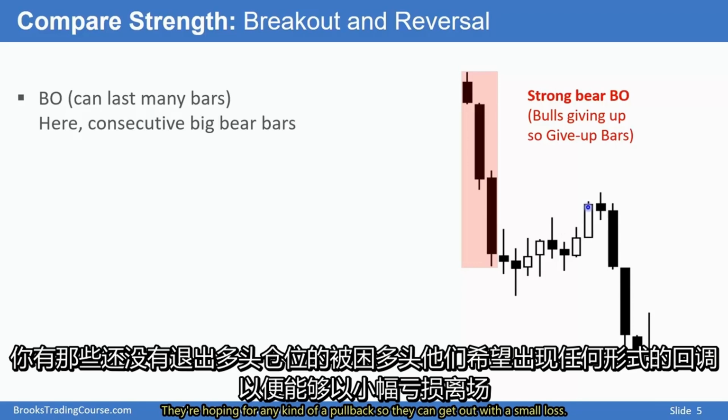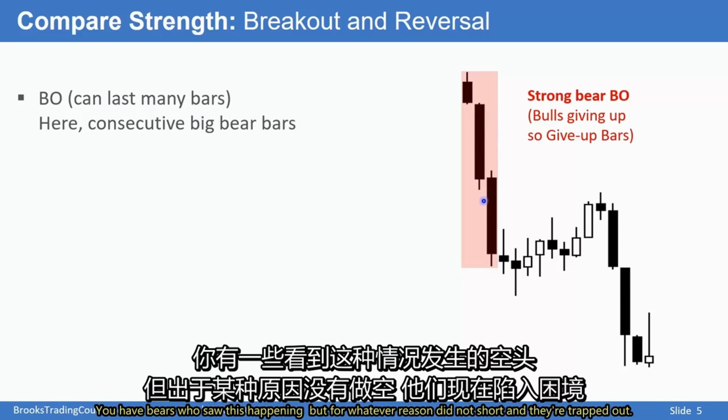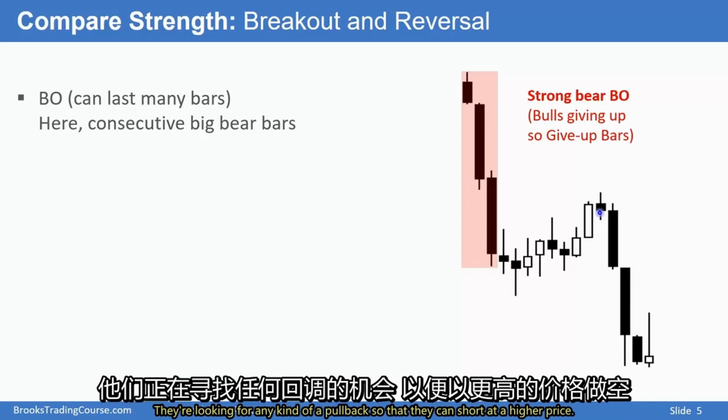They're hoping for any kind of a pullback so they can get out with a smaller loss. You have bears who saw this happening, but for whatever reason did not short, and they're trapped out. They're looking for any kind of a pullback so that they can short at a higher price.